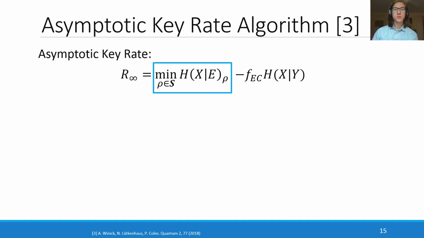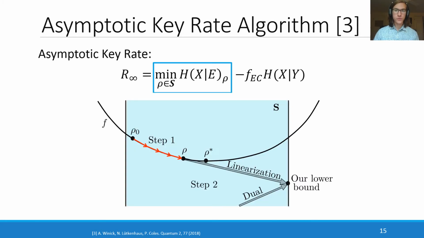This error correction term can be determined experimentally, and so the algorithm focuses on the minimization term. The reason it is a minimization term is that even asymptotically, multiple states may produce the same observations, and therefore one must minimize over them. The conditional von Neumann entropy is evaluated on the processing of rho given the QKD protocol. The algorithm starts with some guess of the optimal attack rho naught and then converges to the optimal attack rho star. At some stopping condition, it takes the linearization about the current result rho and then computes the dual and finds the lower bound by going to the boundary of the set S.